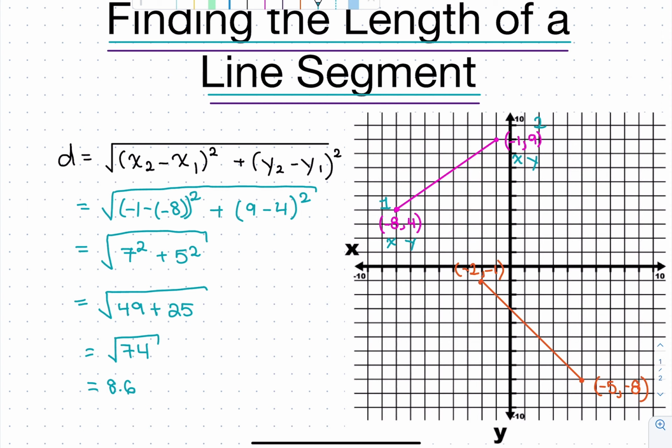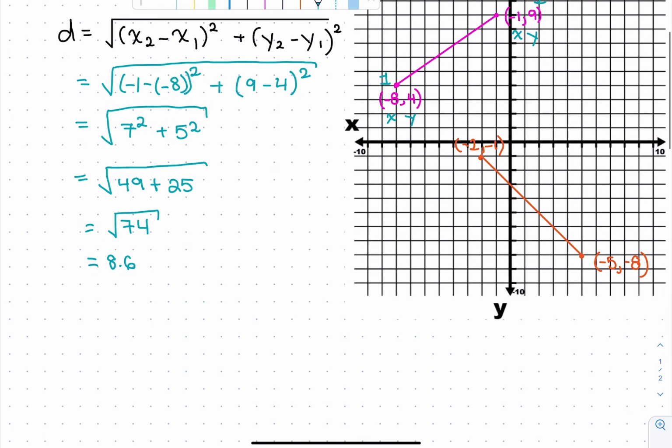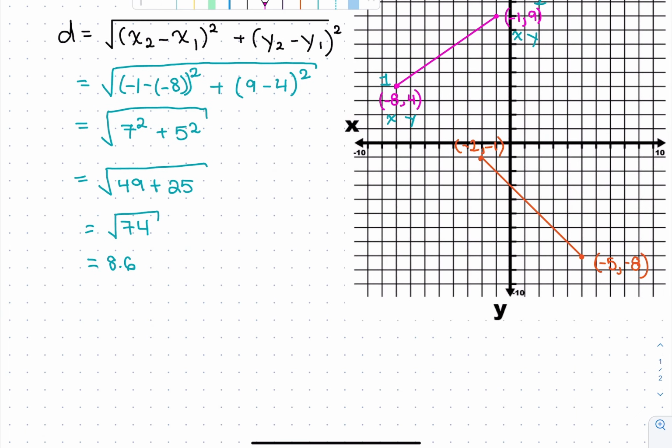All right, so now let's take a look at our second one, our orange line over here. So if we do the same idea, we can label them as our x and y, and then we can choose one to be 1 and one to be 2. So let's just do 2 up here and 1 down here.